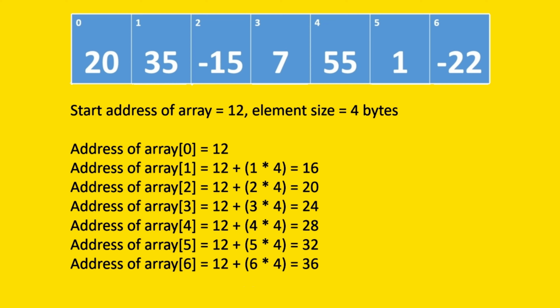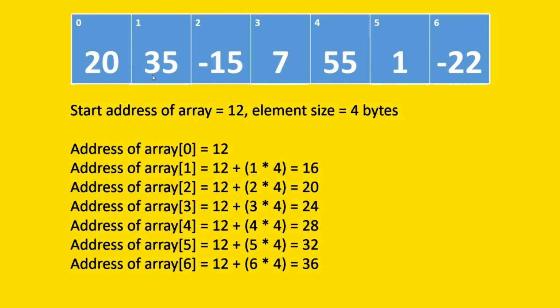So if we wanted to get the element at array 0, well, that's equal to the start address of the array, right? Because the array starts here at 12. And so the first element of the array is actually going to have the same address as the beginning of the array. So if we want the address of array 0, we get 12. If we want the 35, we need to jump past the 20. And so if we want array 1, we're going to start at 12, and then we're going to add 4 bytes, because we know that the size of each of these elements is 4 bytes.